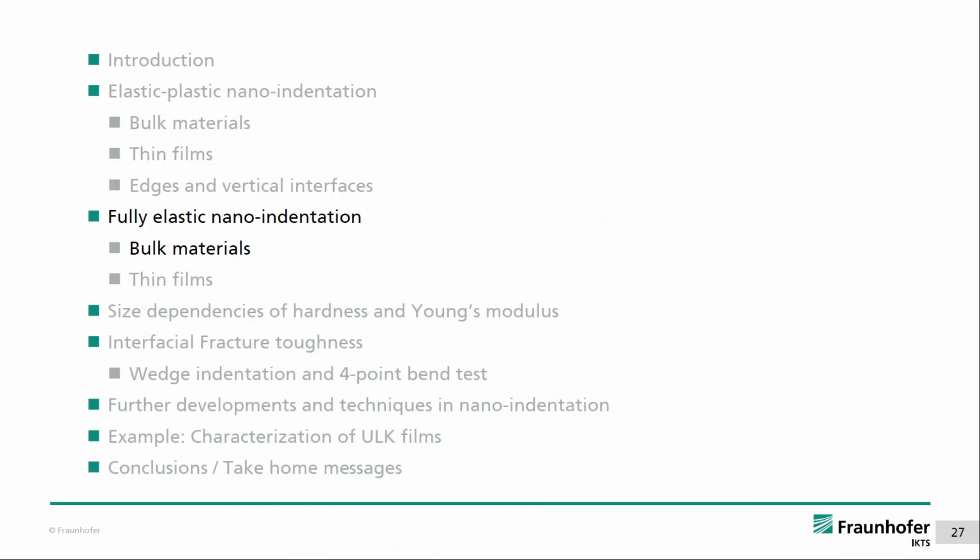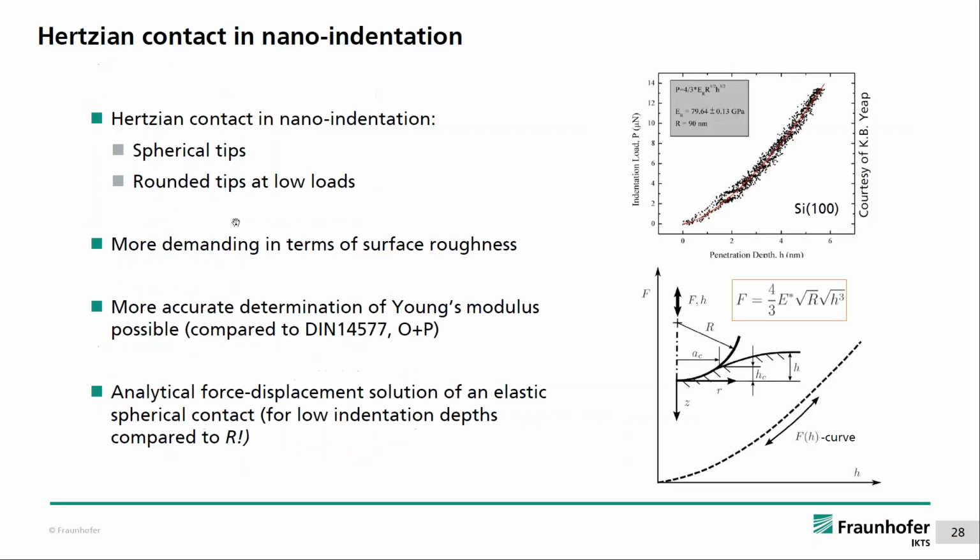And so the next step. Everything we had now was elastic-plastic nano-indentation, so you have plasticity there. But you can also go for fully elastic nano-indentation. And in bulk materials, you can just use the Hertzian contact theory, which was developed in, I think, 1881, so really old, but still valid, and it will be valid for the next 3,000 years.